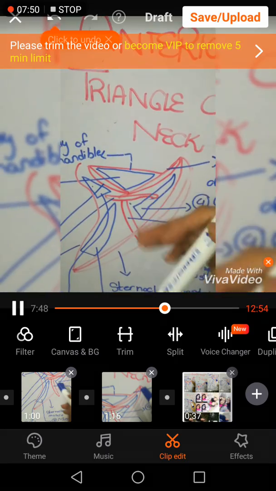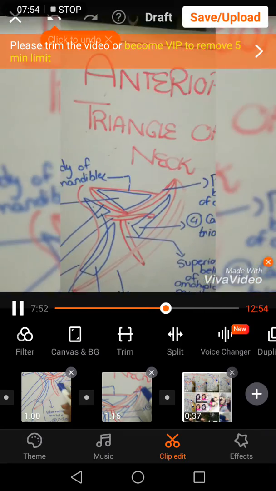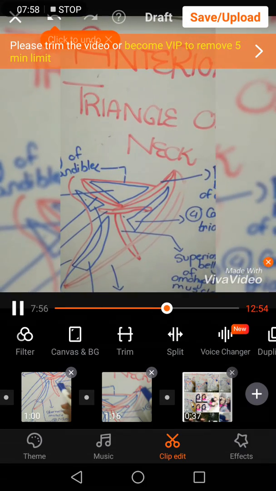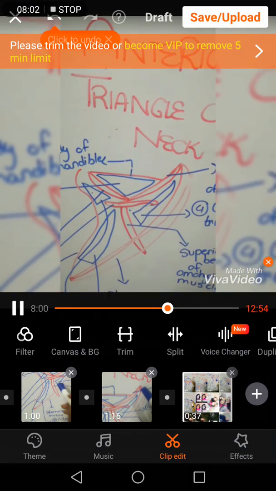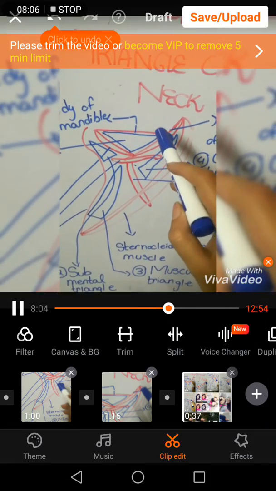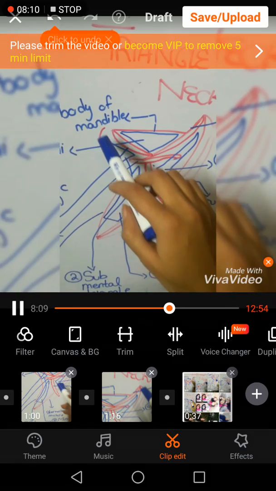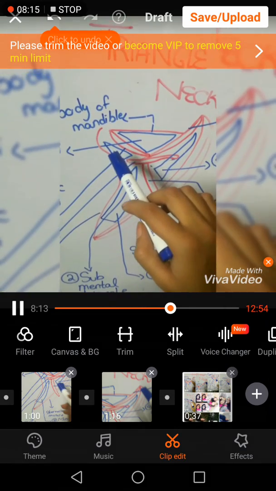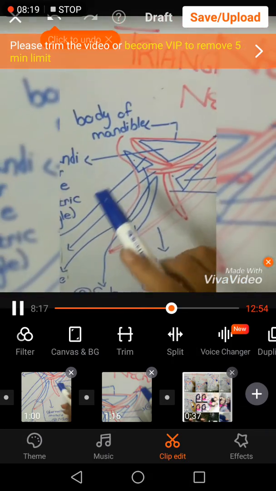Now, what are the contents or the structures present in this triangle, the submandibular? They are basically your facial artery and vein. You have a nerve, you have a gland, that is the submandibular gland, and you have the lymph node. That was the submandibular triangle of the neck. Now coming to this triangle, triangle number 2, called the submental triangle.